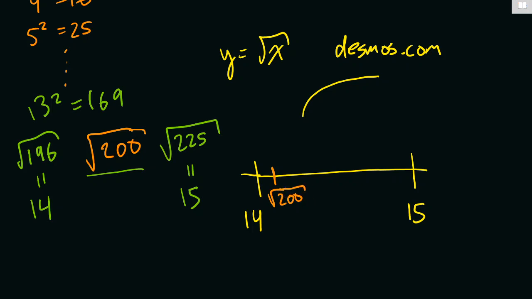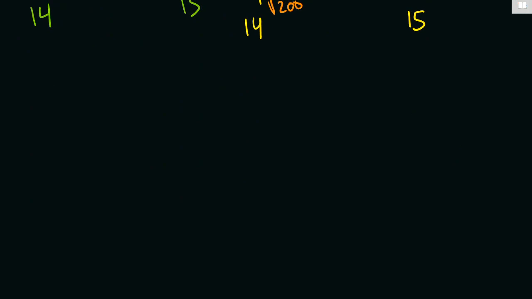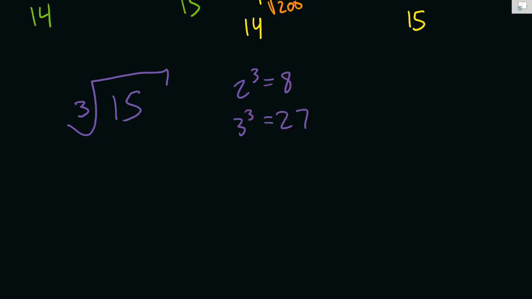Now the same thing is true in higher degrees. So let's say we've got a cube root. Let's say we've got the cube root of, let's do 15. So we're going to need to know some perfect cubes. So 1 cubed is 1, 2 cubed is 8, 3 cubed is 3 times 3 times 3, which is 27. Okay, cool. So 15 is 12 away from 27, and it's only 7 away from 8. So it's closer to 8 than 27, if you just do the difference.